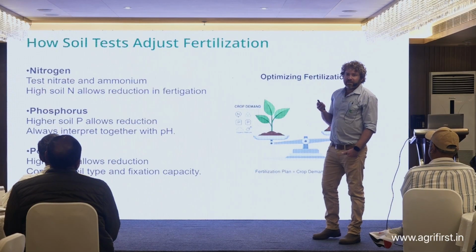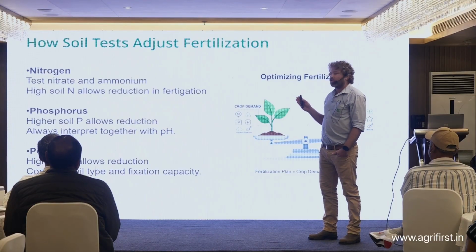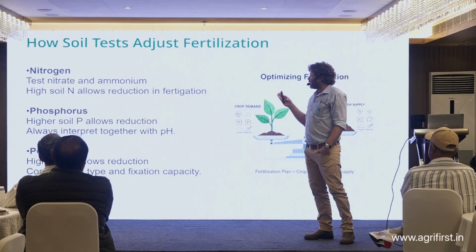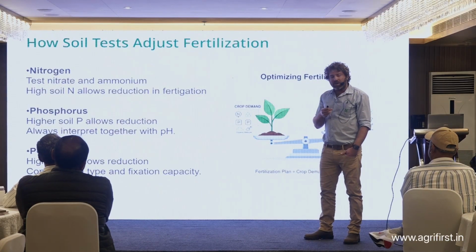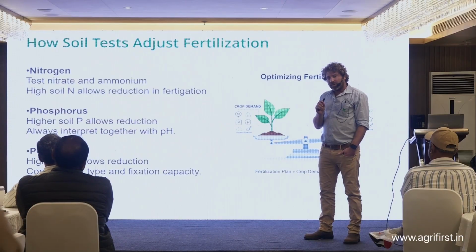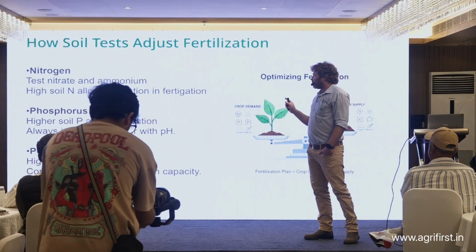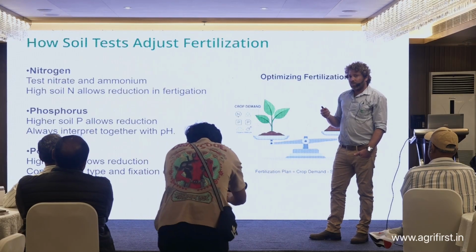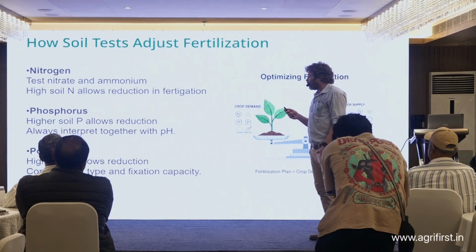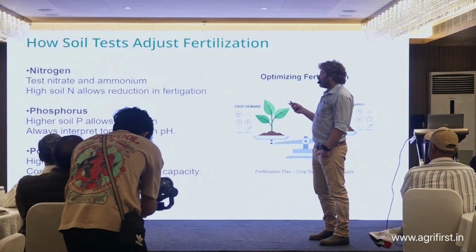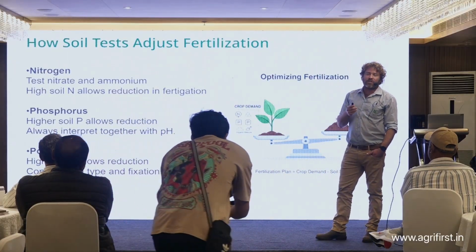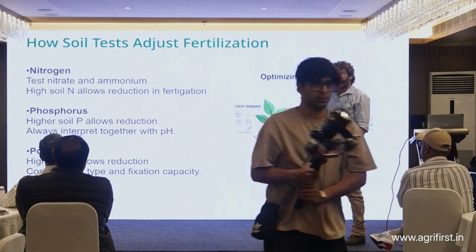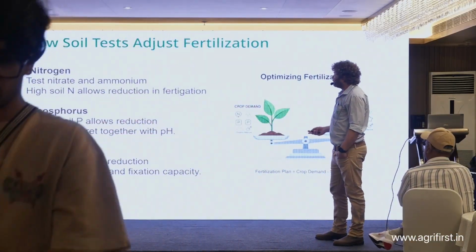When we look into soil tests, we have, I'll say, 3 major elements that we want to look into. One is nitrogen, okay? We want to test nitrate and ammonium. If we have a lot of nitrogen in the soil, we can reduce a little bit the nitrogen. Phosphorus, if we have very high P in the soil, we can still see that sometimes we have phosphorus deficiency. This is not because of a lack of phosphorus, it's because of the soil pH. And potassium, very high potassium also we can decrease from our program.